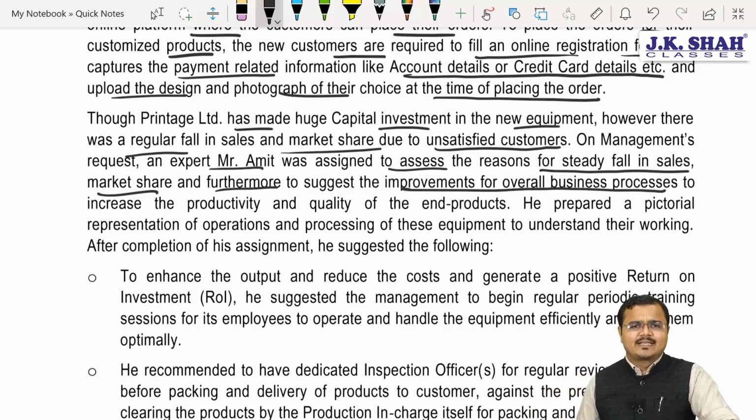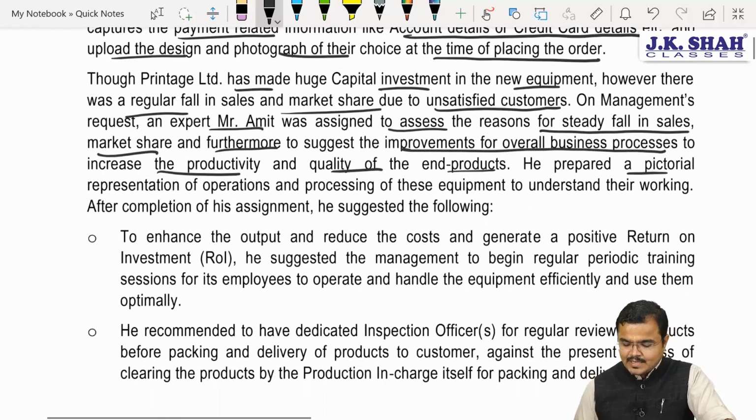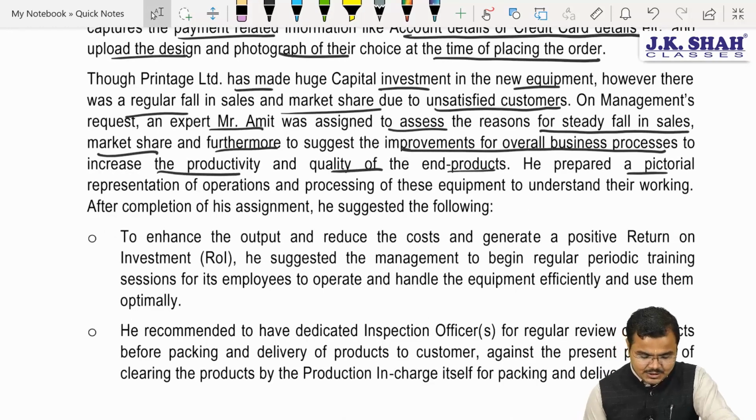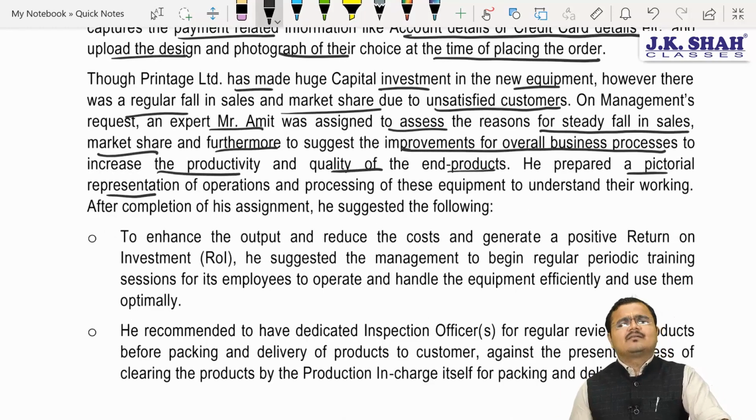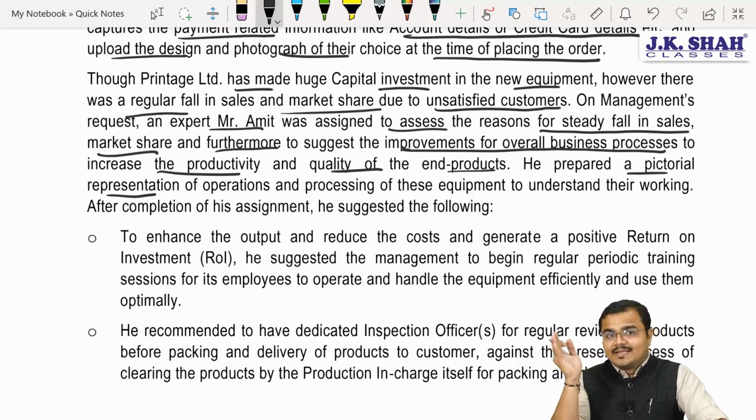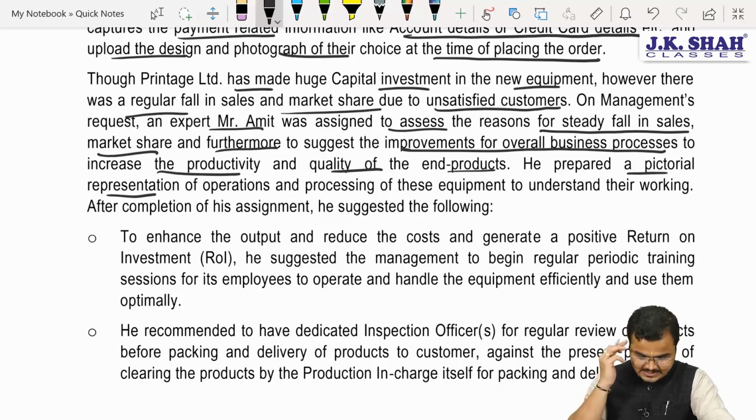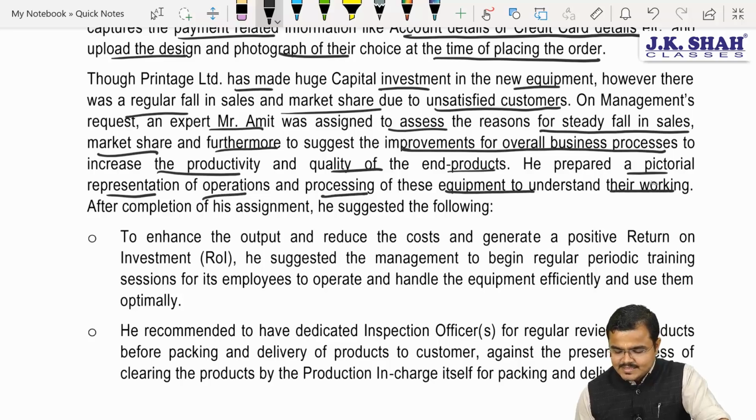It is like you are taking expert advice from someone, so that you can get back to the normal position. To increase the productivity and the quality of the end product, he prepared a pictorial representation. It means what, pictorial? It's purely charted. You can say it is one type of presentation prepared with the help of images or symbols. So we know they are talking about flowcharts and data flow diagrams. Oh yes sir. Representation of operations and the processing of these equipments to understand their working.